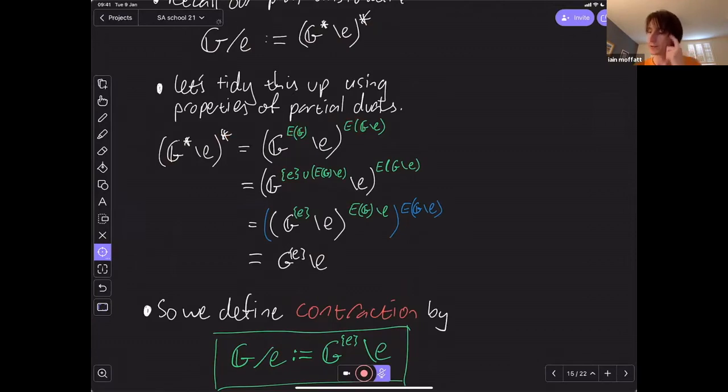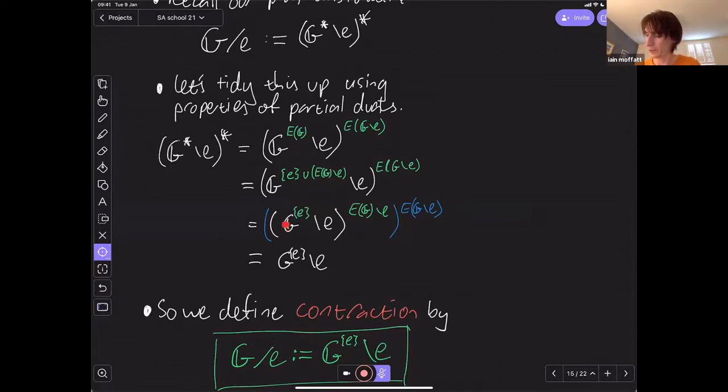This edge set here consists of my special edge E and everything else, so I can separate that off as a union. All of these edges, a standard property of partial duality is that because I'm not deleting them, because I'm only deleting E, it doesn't really matter whether I form the dual and then delete or delete and then form the dual, so I can move these outside.